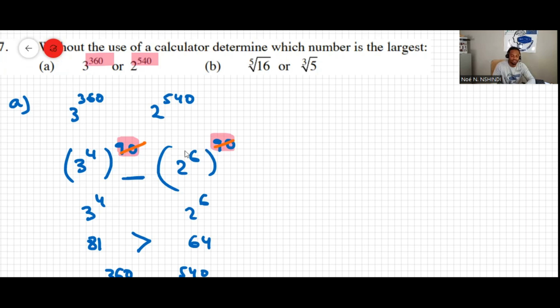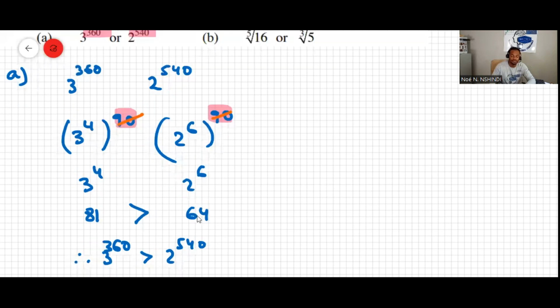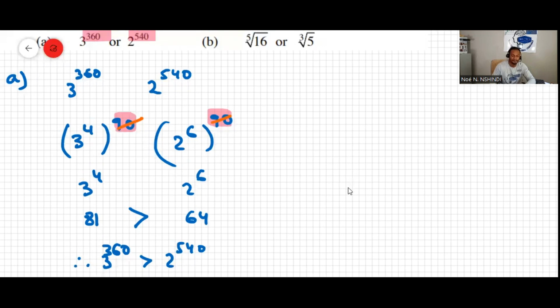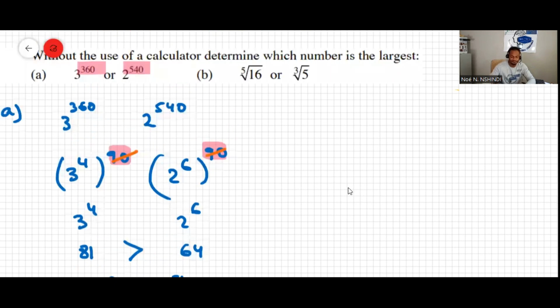Knowing that I can cross out, because I'm looking for what symbol to place between the two, we can drop the exponent 90 like that. We need to compare 3 to the 4 and 2 to the 6. Now we can see that this is just 81 and that's 64. Because 81 is more than 64, therefore 3 to the 360 will be greater than 2 to the 540.